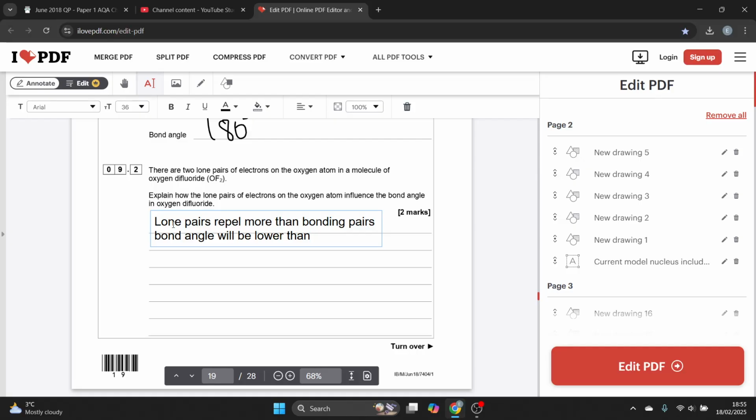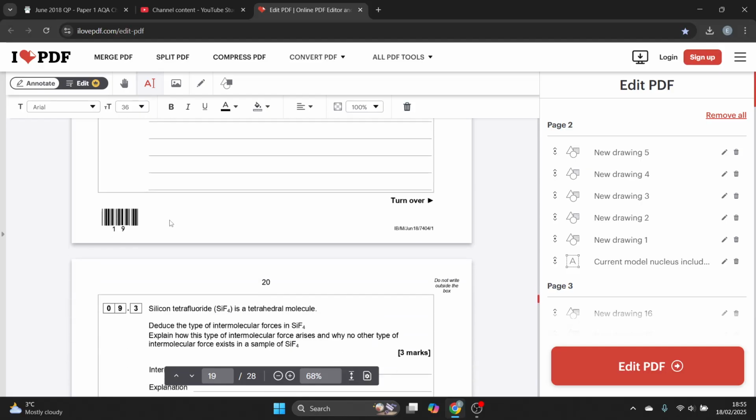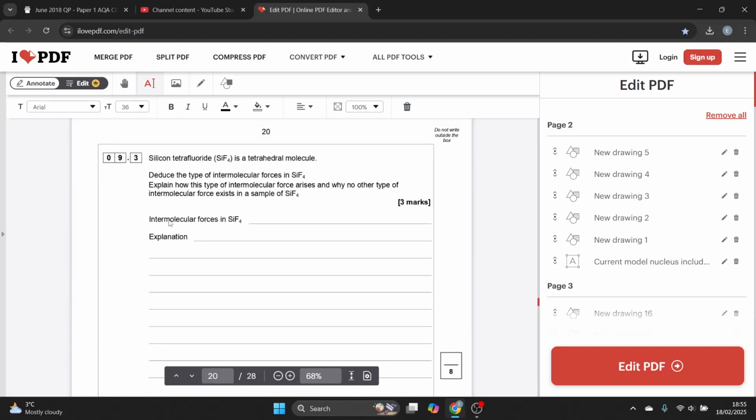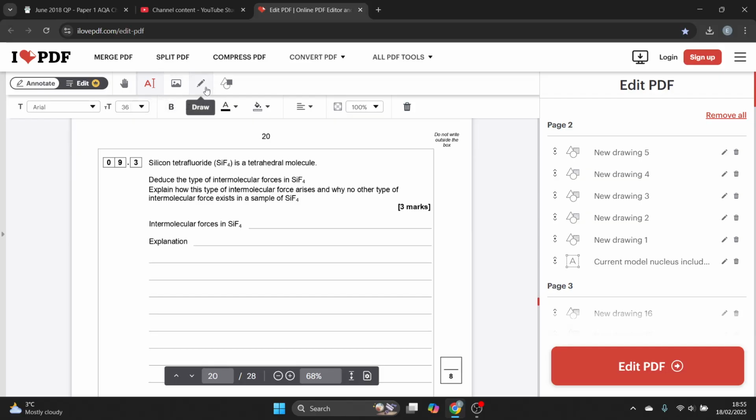than in a regular tetrahedral molecule. Silicon tetrafluoride, SiF4, is a tetrahedral molecule. It's not going to have permanent dipoles; it's completely symmetrical, so the intermolecular forces are van der Waals forces.